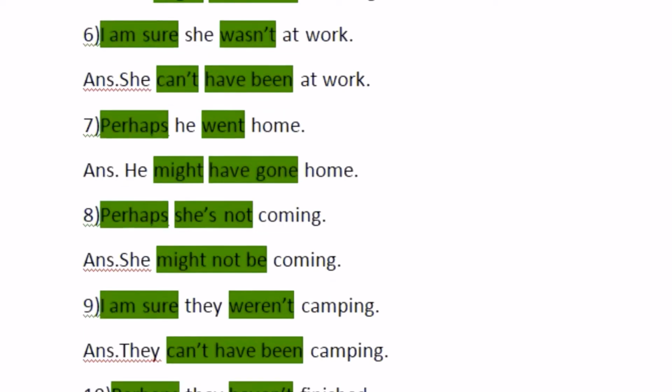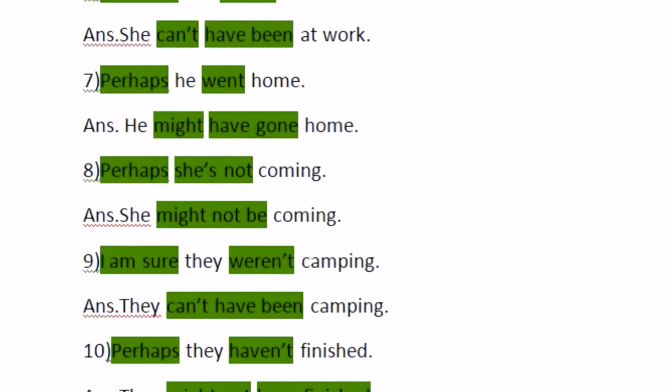They might not have finished. Yes, my dear, they might not have finished. They, perhaps, negative, might not have finished. They might not have finished. Has is equal to have, or you can say have plus V3 is equal to same have and same V3.